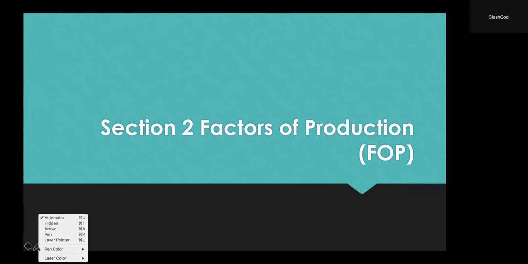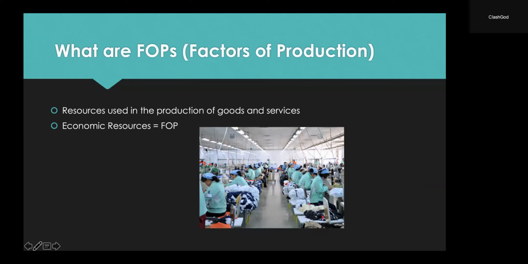Okay, this second section, factors of production. This is a very interesting section. So first, we're gonna talk about what are these factors of production, or we can also call them FOPs. This is just short for factors of production. Now, they're called resources used in the production of goods and services.